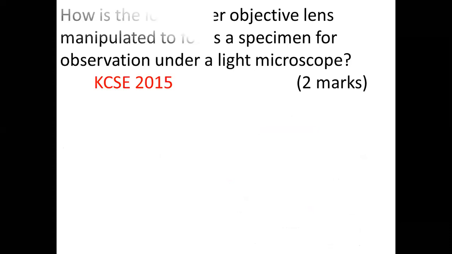Now, in 2015, students were brought this question. And this is a question that is touching on how we manipulate a microscope. It is indeed emphasizing manipulative skills of a microscope. The question reads, how is the low power objective lens manipulated to focus a specimen for observation under a light microscope? 2 marks. I repeat, how is the low power objective lens manipulated to focus specimen for observation under a light microscope?